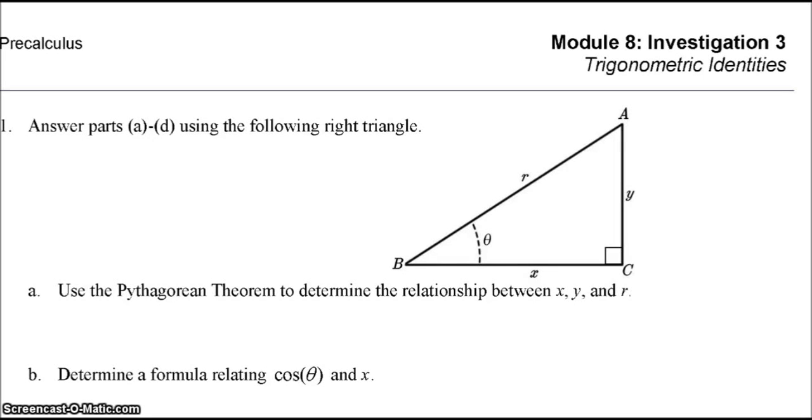Module 8, Investigation 3, Trigonometric Identities. Answer parts A through D using the following right triangle. Use the Pythagorean theorem to determine the relationship between x, y, and r. Alright, how about this? x squared plus y squared equals r squared.